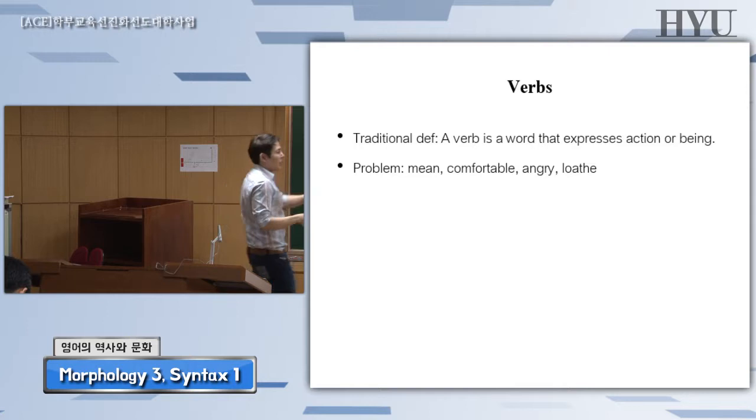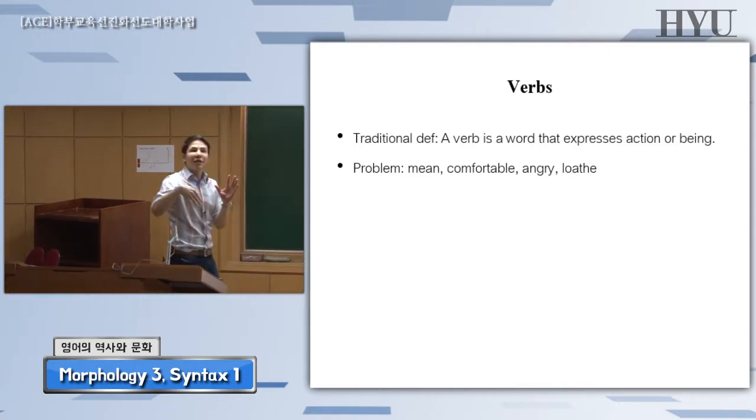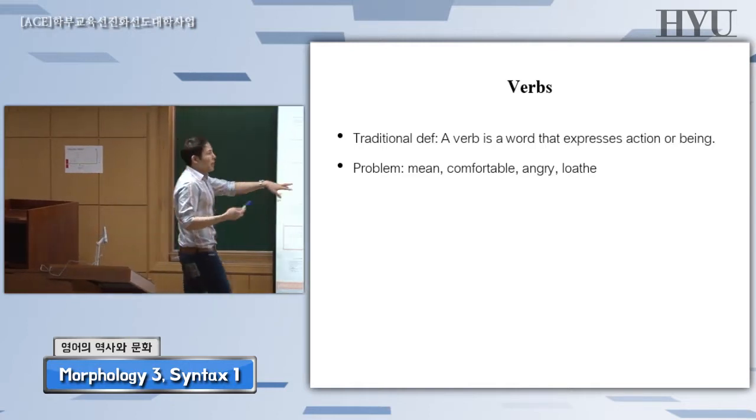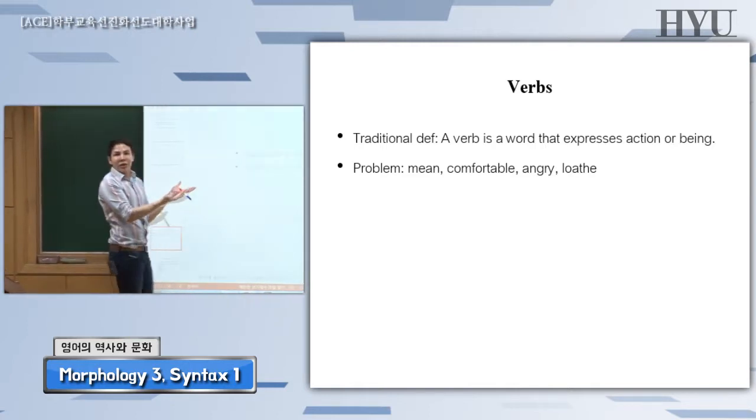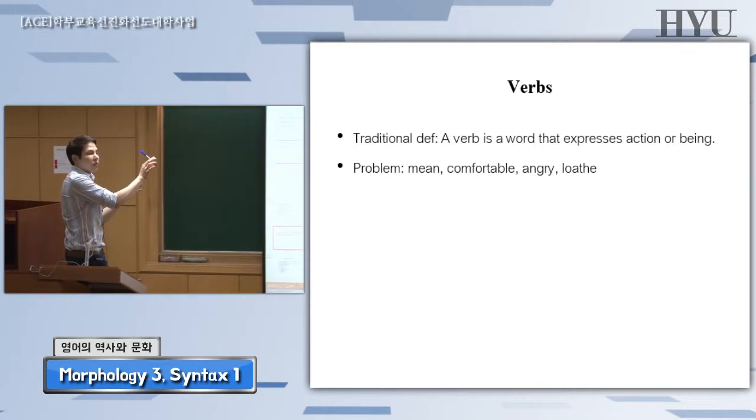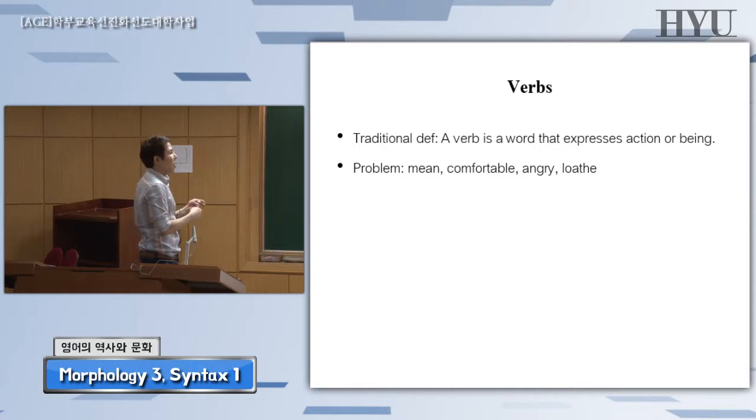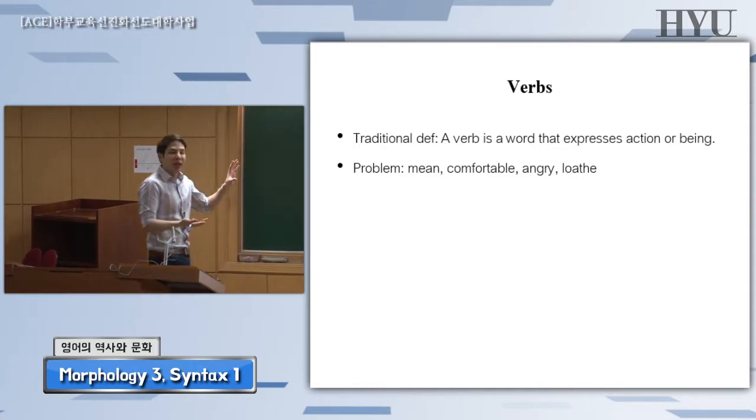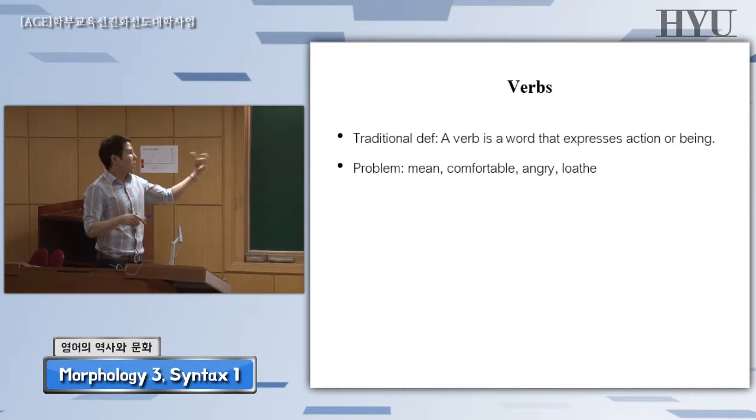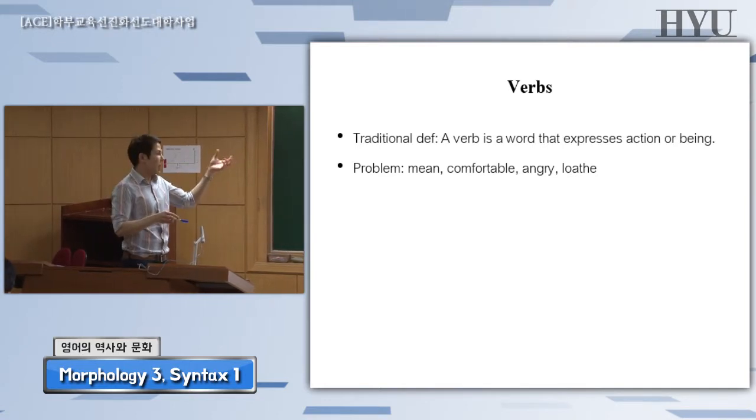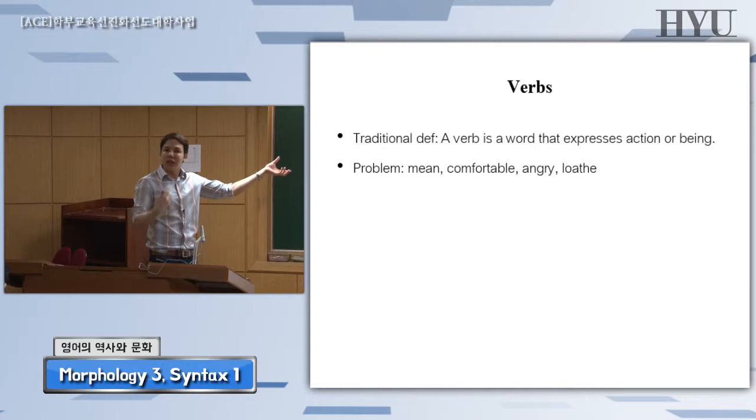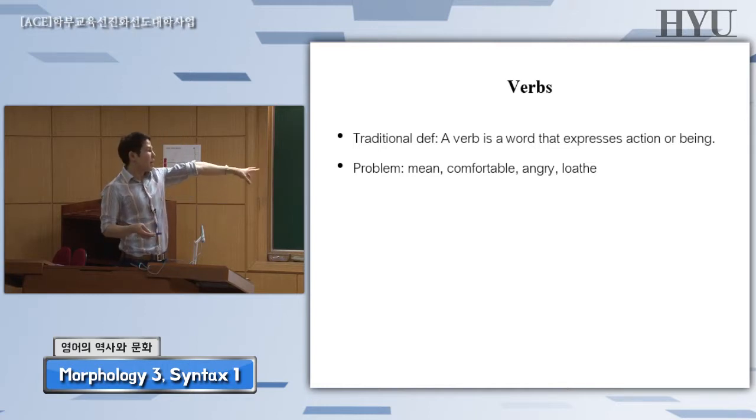But if you look at words like mean, as in what do you mean? Like what do you mean by saying that? Mean is not action or being. So this traditional definition would fail to capture the verbal quality of the word mean, right? Or comfortable is a state of being, and yet it's not a verb. So there's a problem with that traditional definition. Angry is a state of being as well, but it's not a verb.